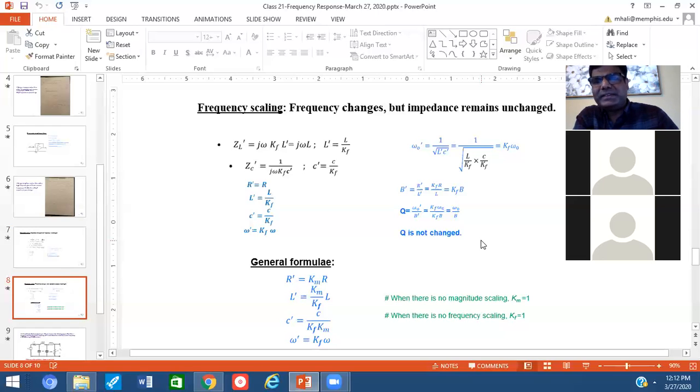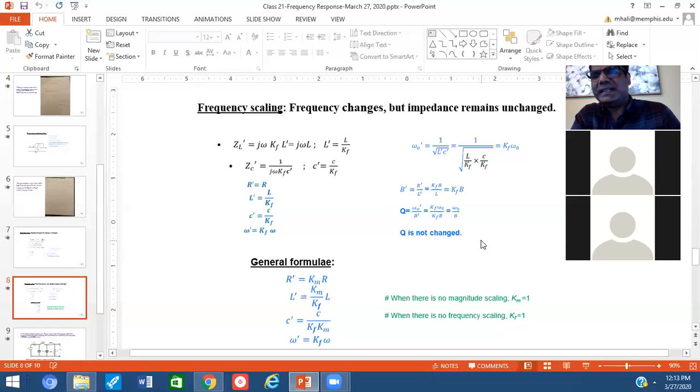Now, everybody see on the right side, I have written the green color. When there is no magnitude scaling, assume K equal to 1. So now in that general formula, you plug in K equal to 1. So this means you are getting R prime R, L prime L over K, C prime C over K. This means there is no magnitude scaling, means you are putting in those equation KM value ones. This means that is the frequency scaling case.